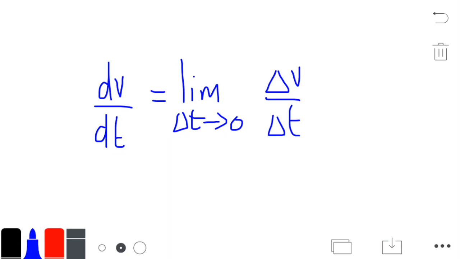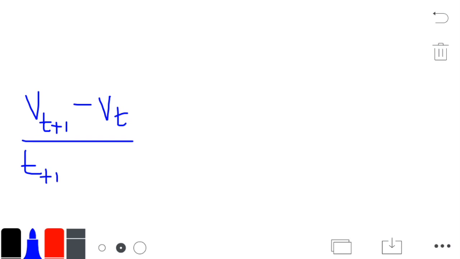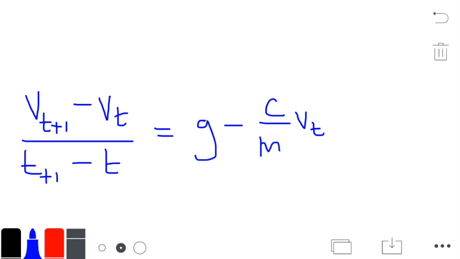So we can apply this now to our analytical solution, and we can approximate the acceleration as the velocity at some time t plus 1 minus the velocity at the current time step divided by t plus 1 minus the current time. And this is equal to gravity minus c over m times v at the current time.